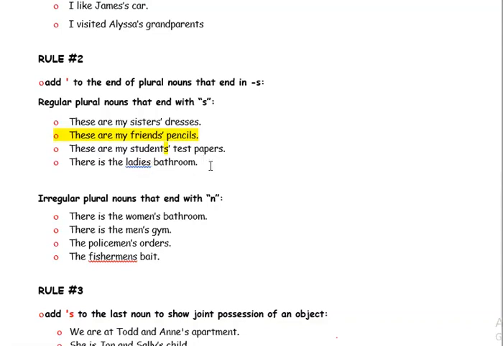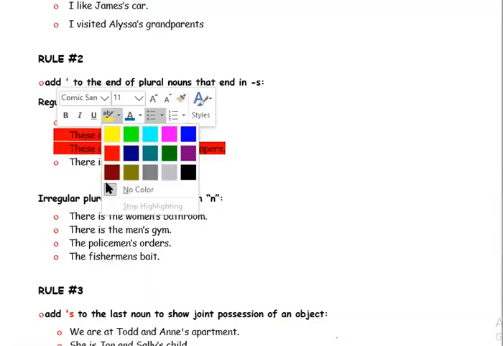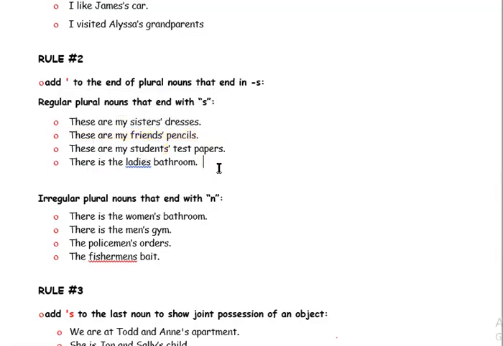I want you guys to give me that answer there. For there is the ladies' bathroom. Where would you put the apostrophe? Because now we know that bathroom belongs to many ladies, not just one lady. So how would you write that? Well done. The apostrophe goes after the S, just like how we learned. And that means that the bathroom belongs to many ladies.